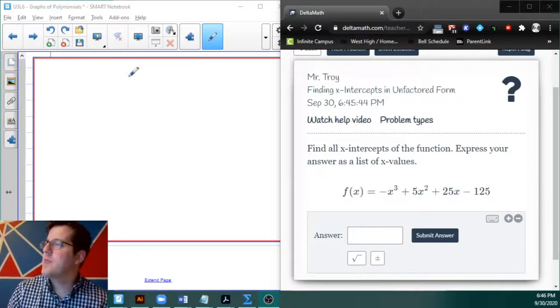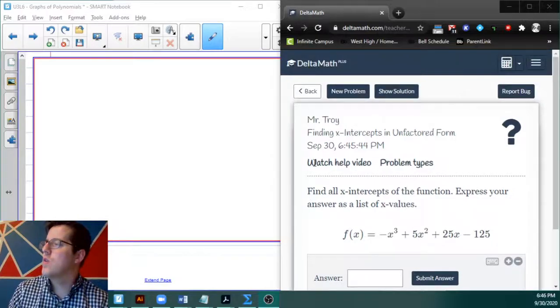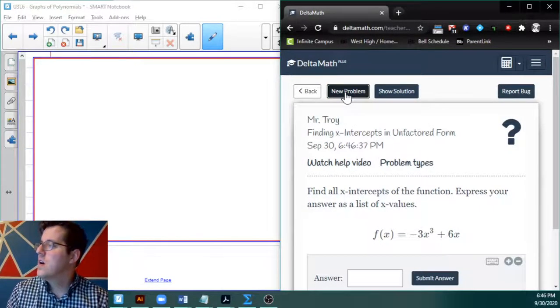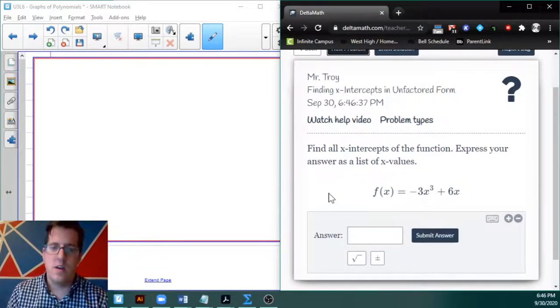Okay, the problem type I'm looking at is finding x-intercepts, or finding real zeros. Let's see how it goes. Reminder, I have not seen these problems before. Oh, well that's tough. Haha, just kidding.